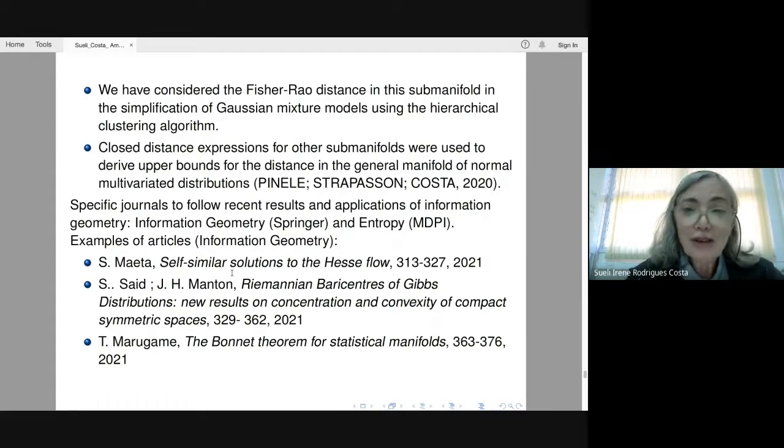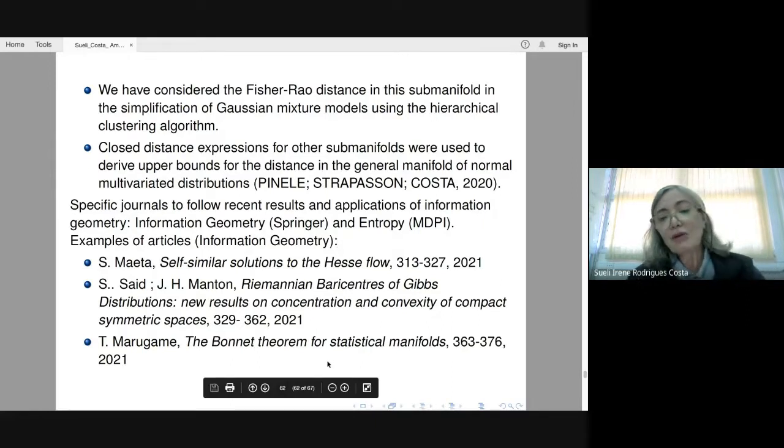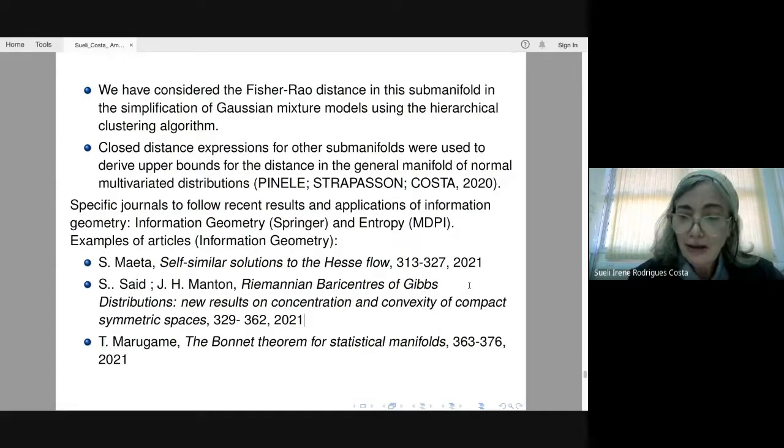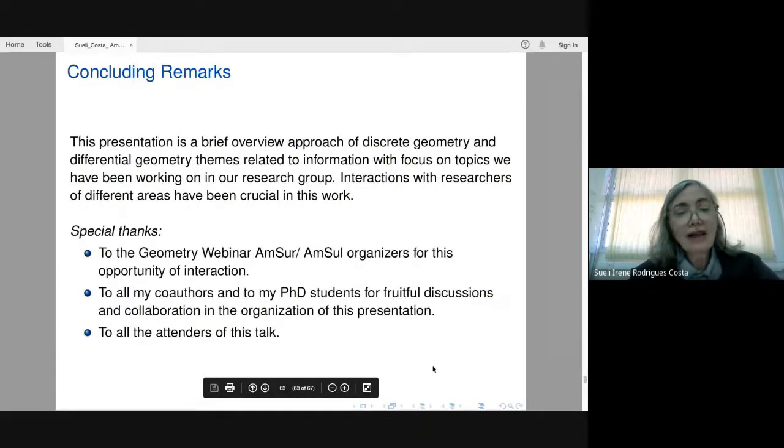One, the title of some 2021 edition: some self-similar solution of the Hessian flow, distribution of concentration convex of compact symmetric space, theorem for statistical manifold. Yeah, we have lots of things in geometry here, even with just the perspective of applications, right?